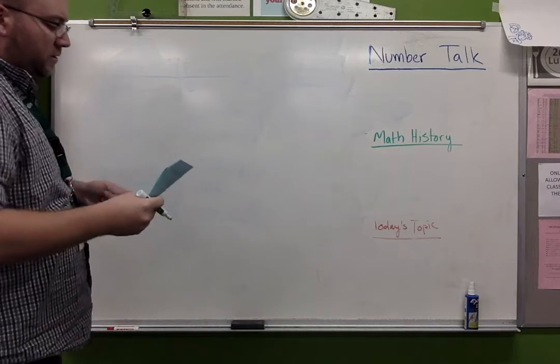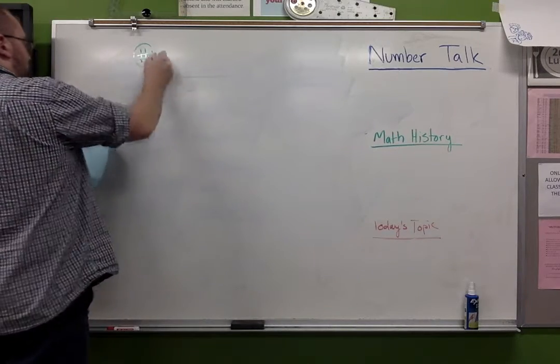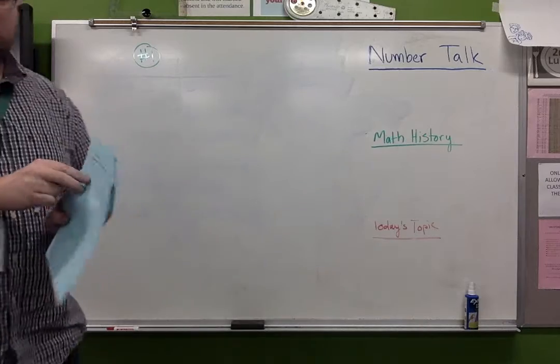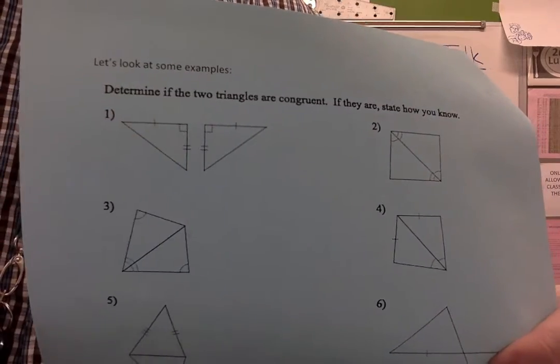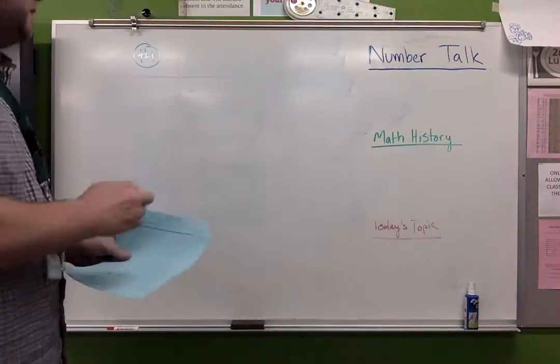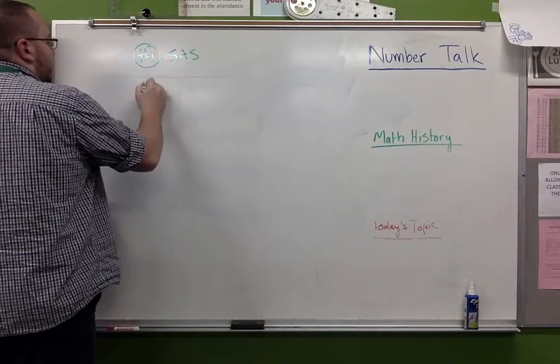So number one, we need to determine if the two triangles are congruent. I'm just going to bring it close for you here. Okay, notice these two triangles, we have a side, an angle, and a side. So these two triangles are congruent by side, angle, side congruency.